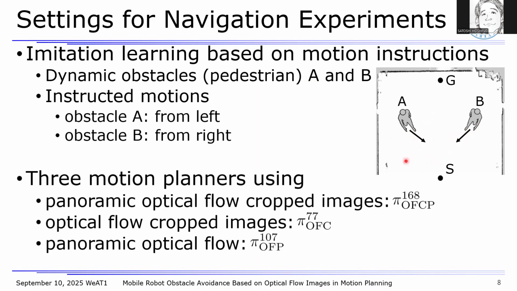As a result of imitation learning, over 400 epochs, the loss values for the motion planners were minimized at the 168th, 77th, and 107th epoch, respectively. So these optimized policies are used as a motion planner for autonomous navigation.